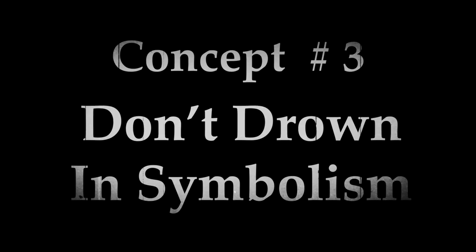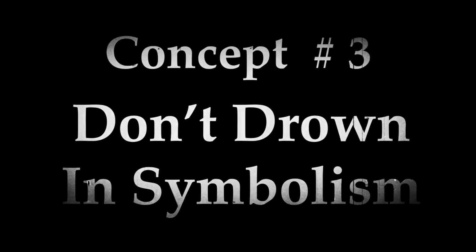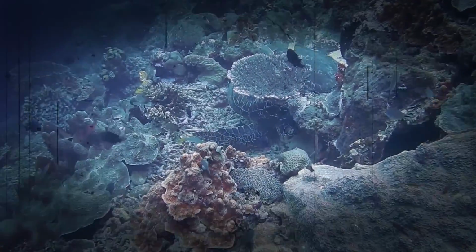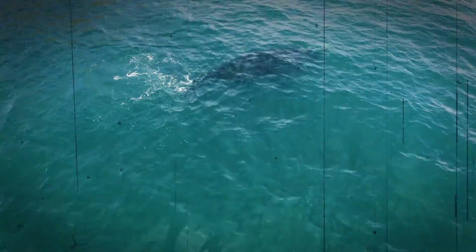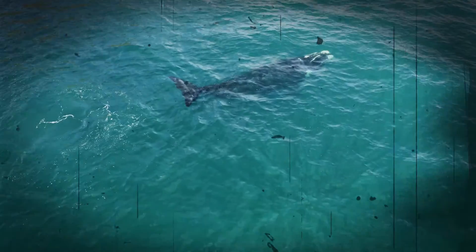Concept number 3, don't drown in symbolism. There are two parts of a film that are forced to live in harmony: the surface level and the deeper meaning. The reason why Moby Dick is such a classic story isn't just because there are a million different ways that you can interpret it. It's because even without the symbolism, Moby Dick works because it's an engaging story in and of itself.